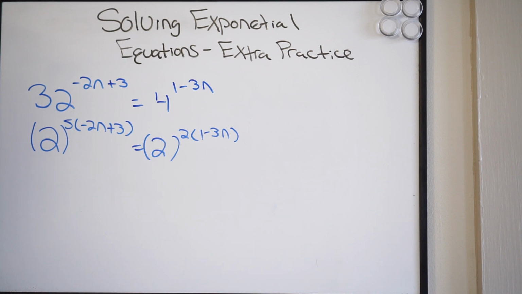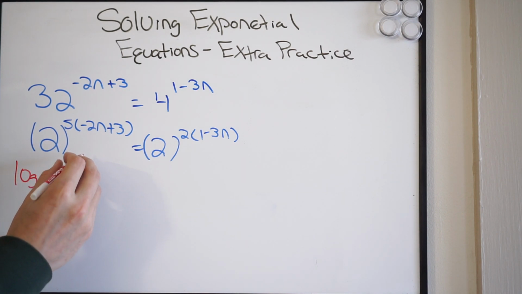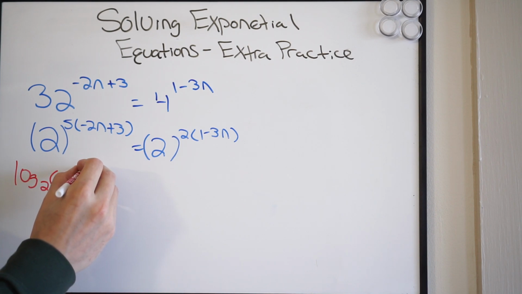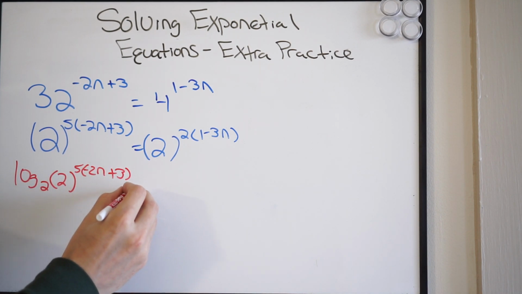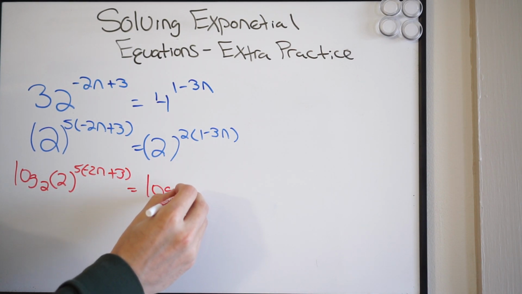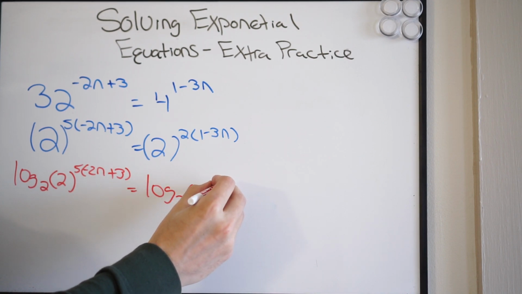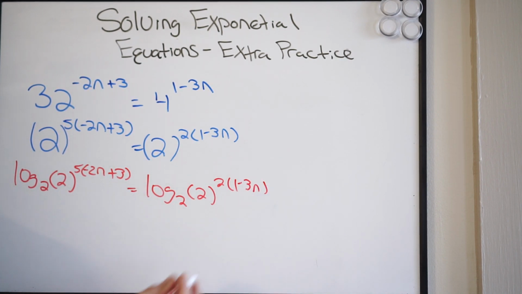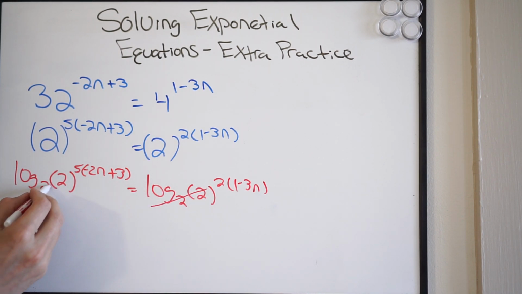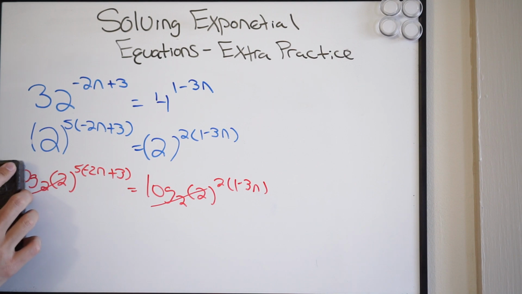Just to refresh in case we forgot why, these bases will cancel out because if I take log base 2 on both sides, so log base 2 of 2 to the 5 to the negative 2n plus 3 equal to log base 2 of 2 to the 2, 1 minus 3n, these will naturally cancel out because of the property of inverse logs. That is 1. So when you have the same base, you can simply cancel them out, and this is why.